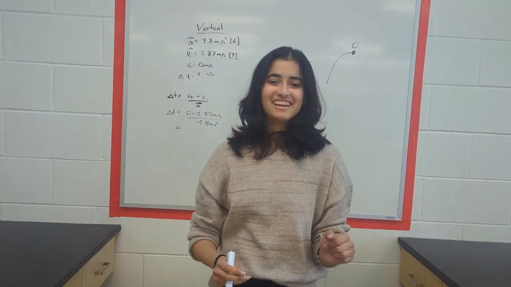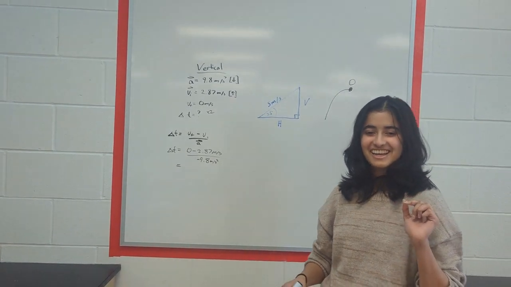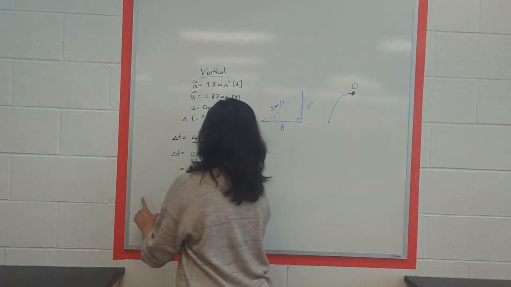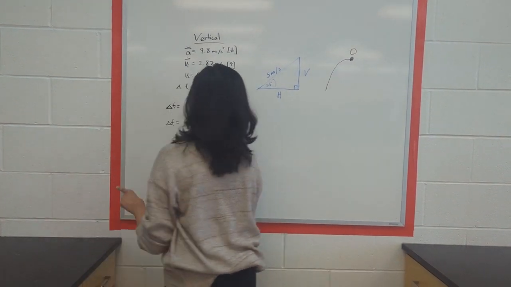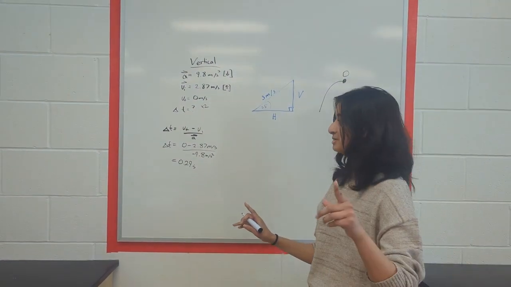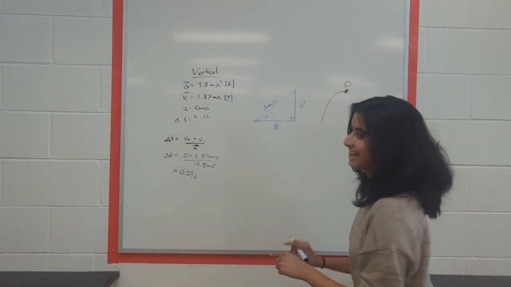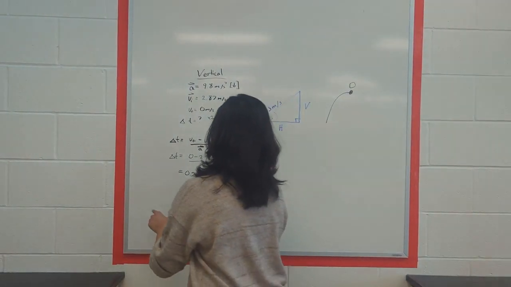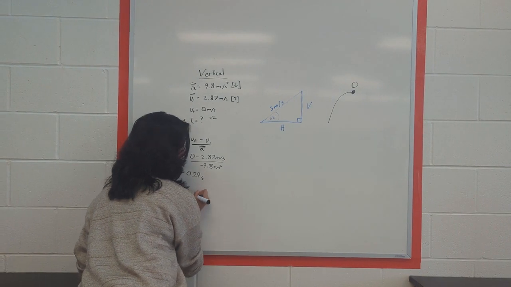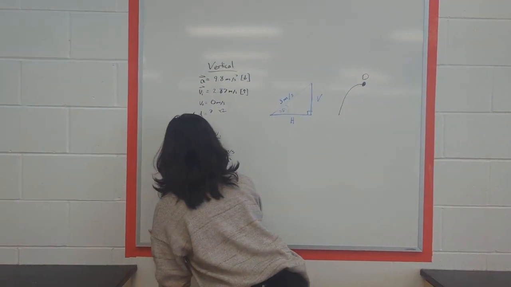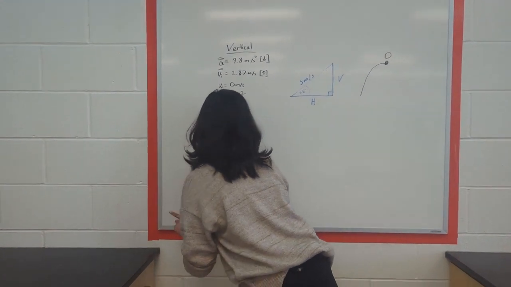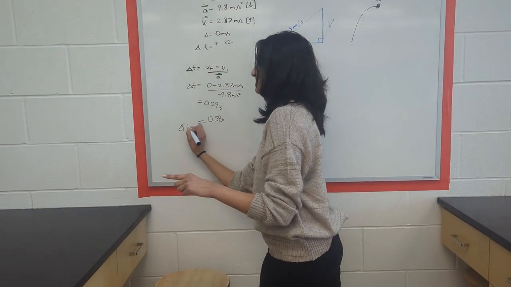Now we just have to plug that in and we get 0.29 seconds. Found time, and we have to multiply that by 2 because that's the final time. When we multiply it by 2, it equals 0.59 seconds. So time is 0.59 seconds.